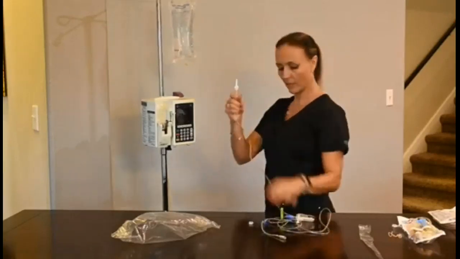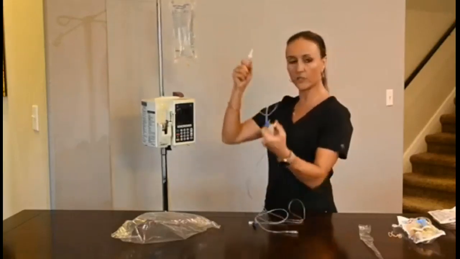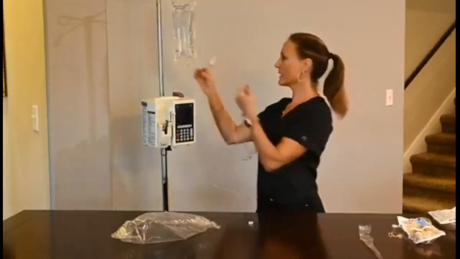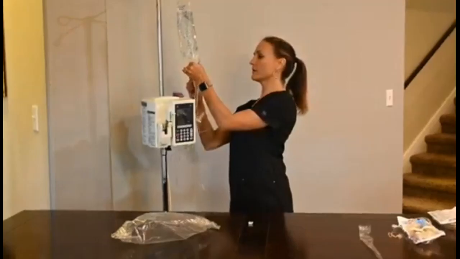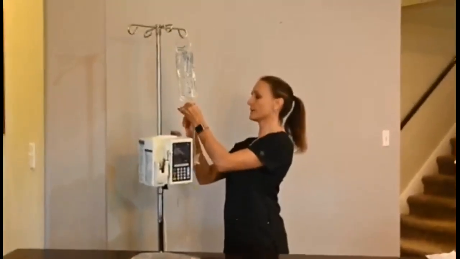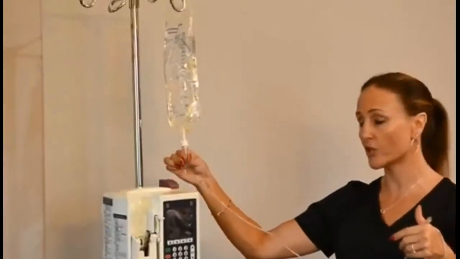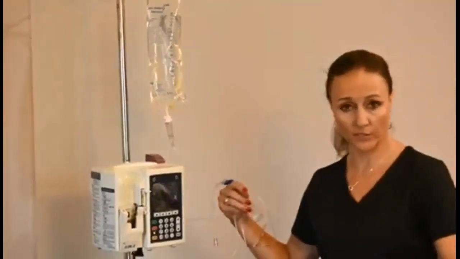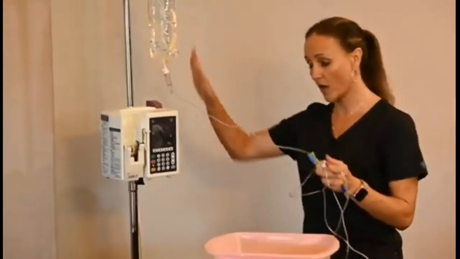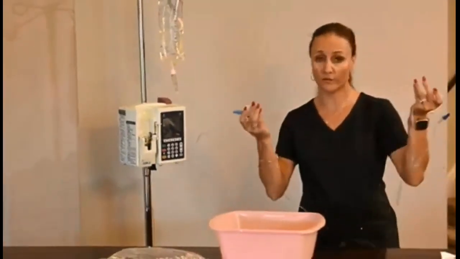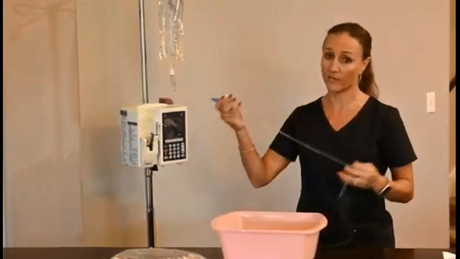Then I would come, make sure my cartridge is closed by pushing this, or if it's on a roller clamp. I'm going to come over here, and then I'm going to spike my bag. Now, once I spike it, I'm going to go ahead and squeeze the chamber and get it to about halfway full. You usually use a trash can, but I'm going to use this bucket because I have to prime my line. If I don't prime my line, then I would be inserting all of this air into my patient, which would give them an air embolism, and we don't want to do that.